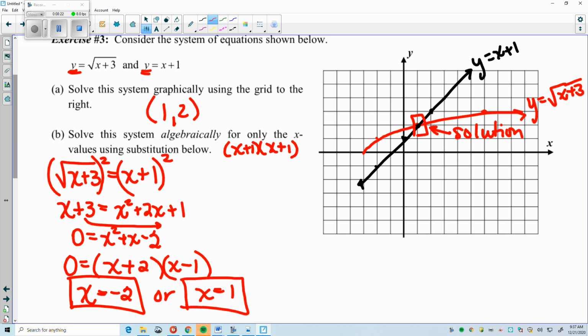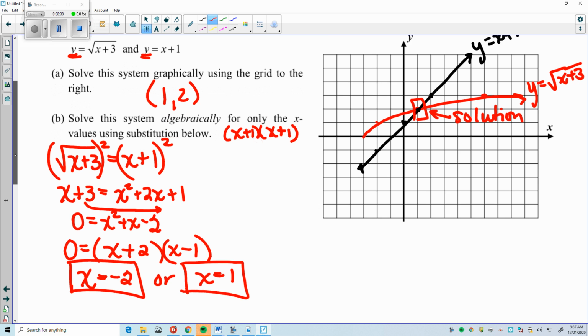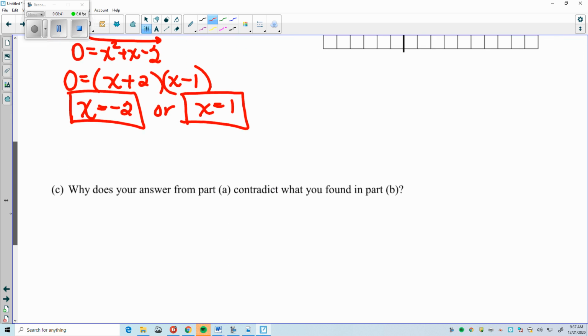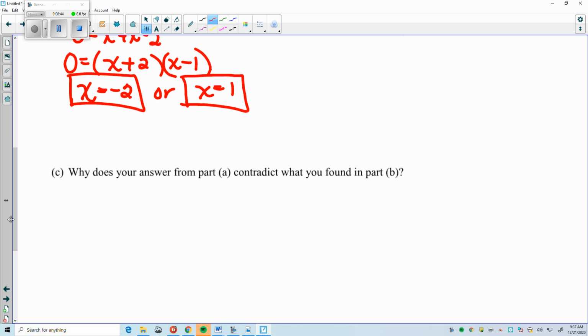The second issue is, how come we only got 1 point of intersection up here, and I got 2 points down here? If I look at negative 2, if I go around the graph on negative 2, there's definitely no intersection. So there's something going on here. Why, if I solve it graphically, do I get 1 point of intersection, but when I do this algebraically, I get 2? So we have to think to ourselves, algebraically, we get 2 answers.